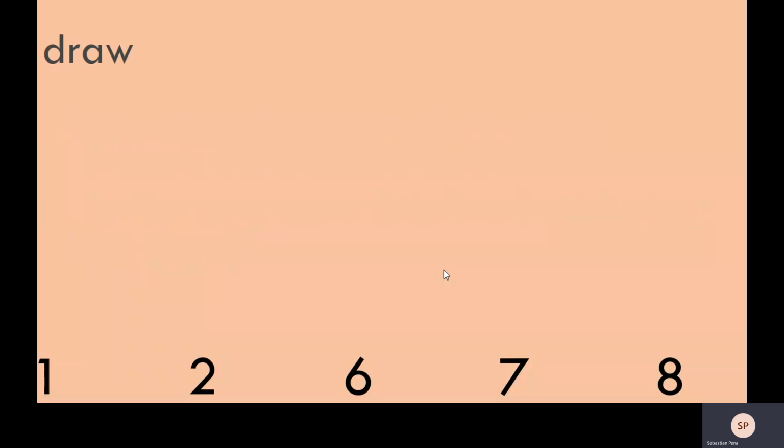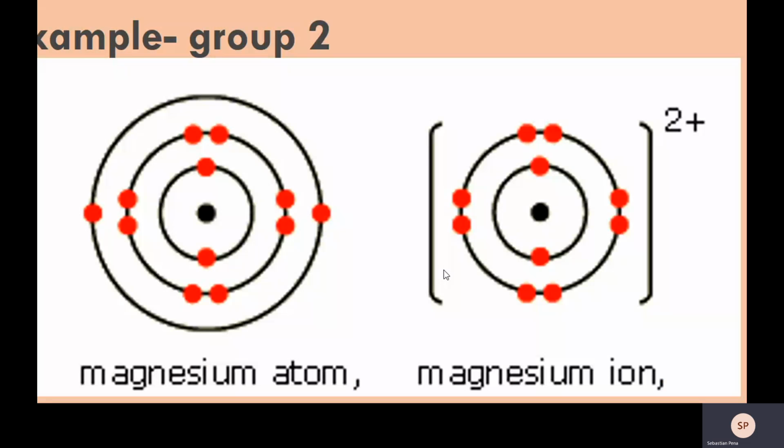So let's have a look then. Example, let's do group 2. So group 2, we know that they have a outer shell, 2 electrons on the outer shell. You can see this one here and one here on the other side. Is it easier for this group to lose these 2, or is it easier for this group to gain 6 electrons? Is it easy for me to collect 6 things, or is it easier for me to drop 2 things?